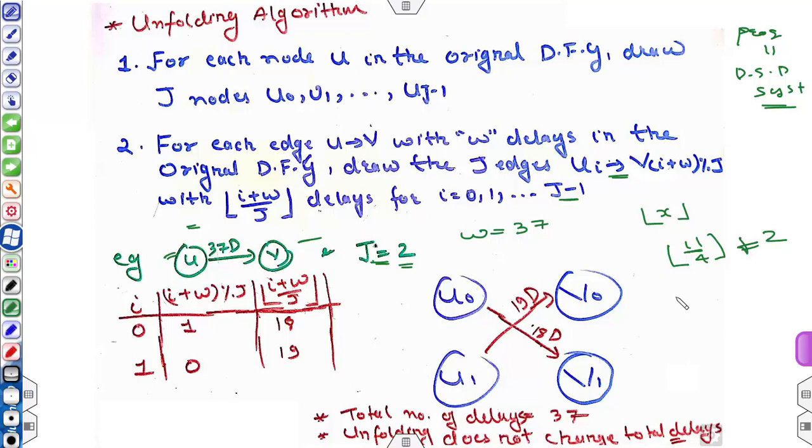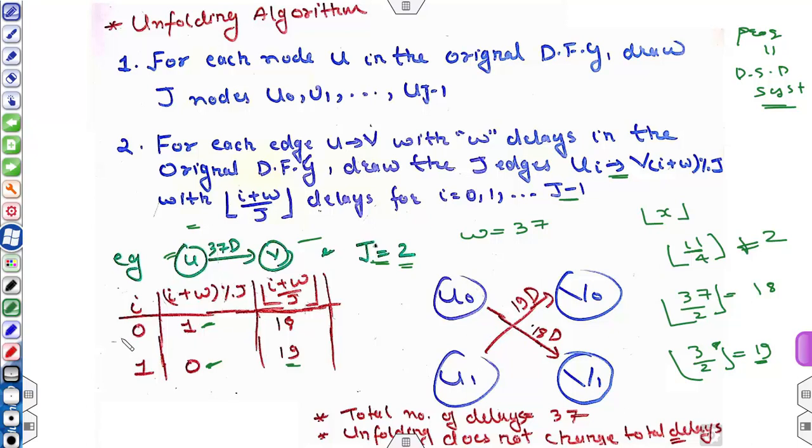Then we calculate the floor function. For i equal to 0, 37 divided by 2 is 18 point something, so we take 18. For i equal to 1, 1 plus 37 is 38 divided by 2, the exact value is 19, so we take 19. Now this information, calculated using the formula (i plus w) mod j, will be used to connect the nodes ui and vi.